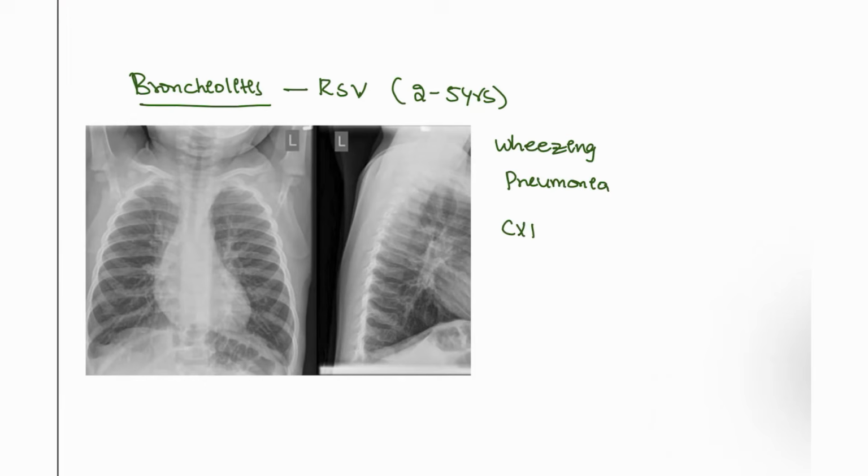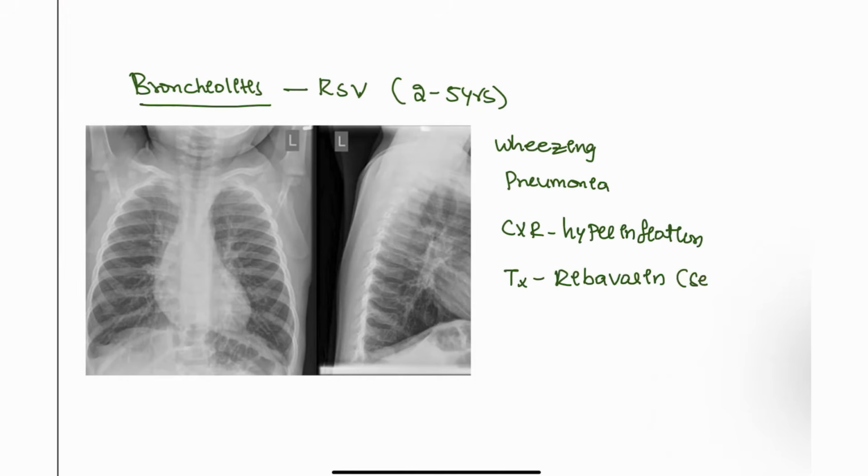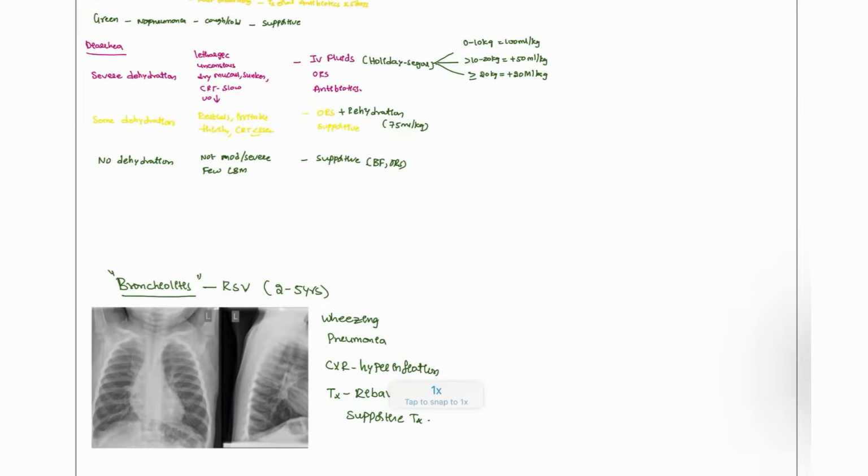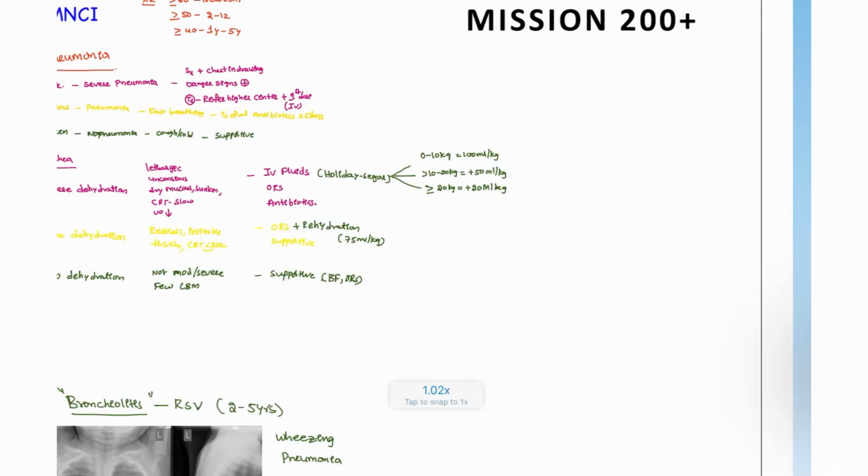On the chest X-ray, you are going to see hyperinflation, and for treatment, the drug specifically is ribavirin. Ribavirin is given for the severe cases, but in most of the cases, supportive treatment is the definitive treatment for this patient. This is what is known for bronchiolitis. Next, we will be discussing asthma, childhood asthma.